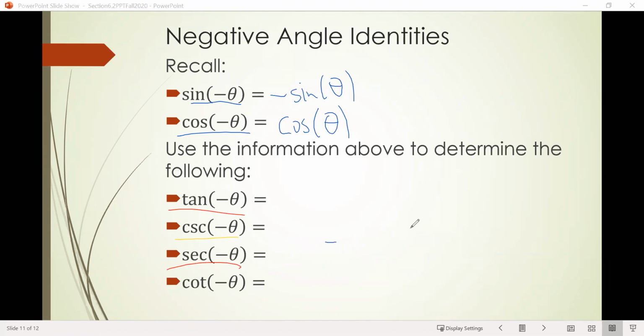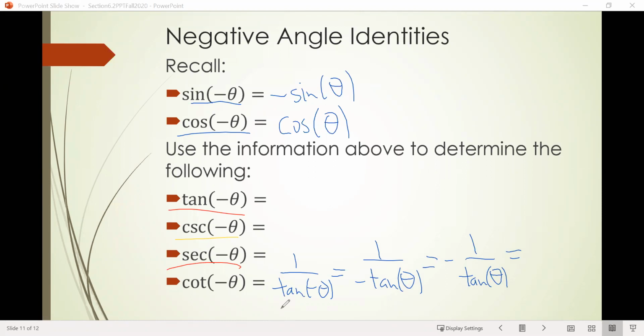And then finally, for cotangent, in this case, I'm going to use the identity that cotangent is 1 over tangent, so 1 over tangent of negative theta. And we just saw that tangent was an odd function, so this became negative of tangent of theta, which gives us negative of 1 over tangent of theta. 1 over tangent gives us cotangent, so this is negative of cotangent of theta. So we see here that cotangent is also an odd function.